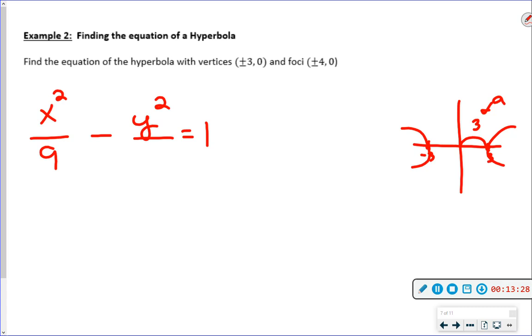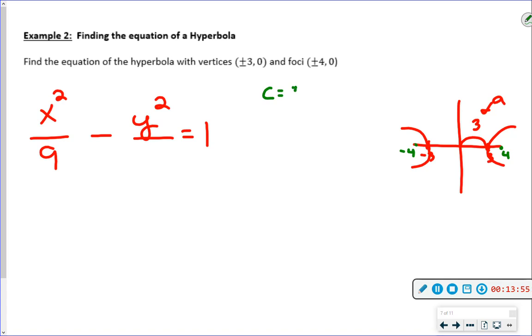Now the problem is the B squared. That's always the problem, I feel like. So they do give you the foci. So let's say that's (4, 0) and (-4, 0). So if you know the foci, you know what C is. What's C? How many units? C is? Don't everybody yell it. 4.